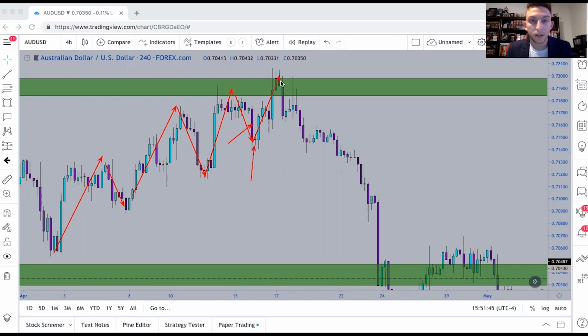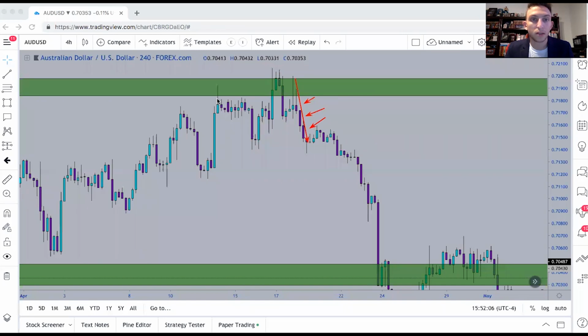Now what do we see? A push to the downside, no longer in an uptrend. Because what happened right here? Price failed to make another higher high. And then we break to the downside. And then we could have entered on any one of these strong bearish candles.